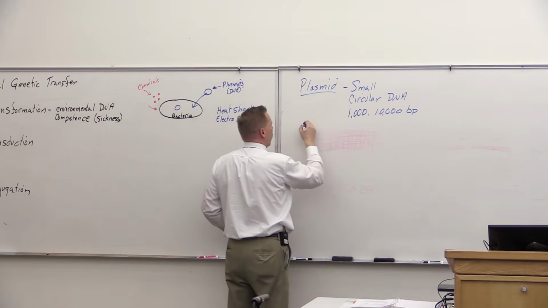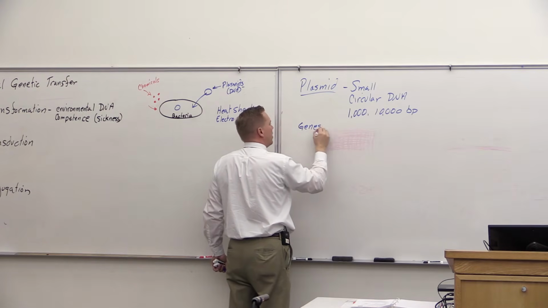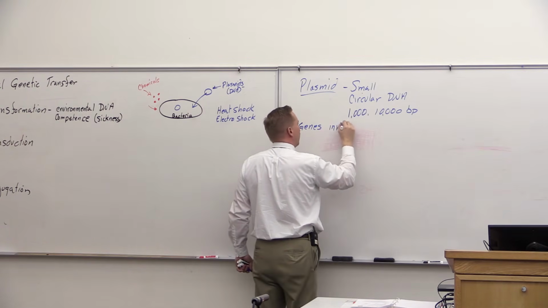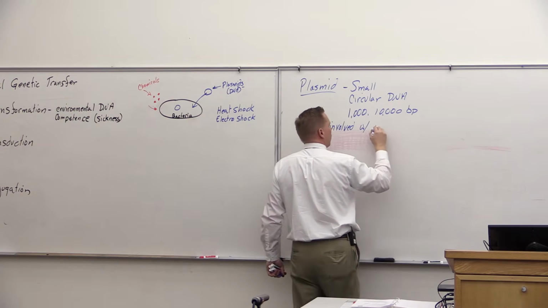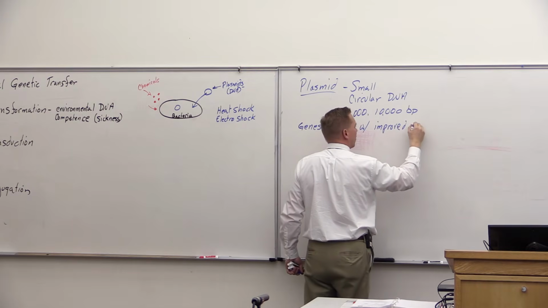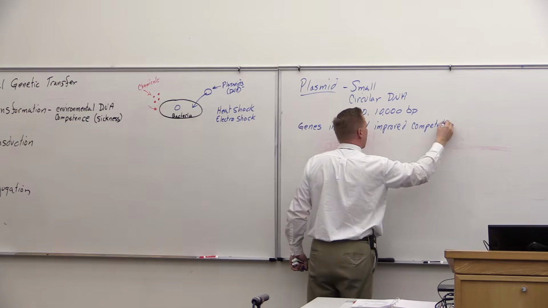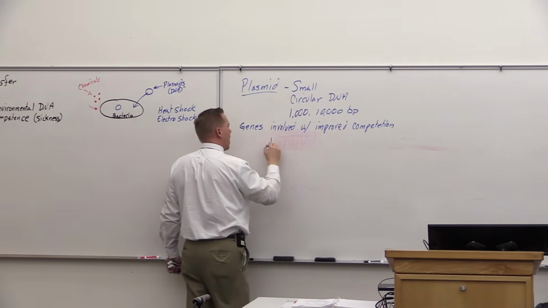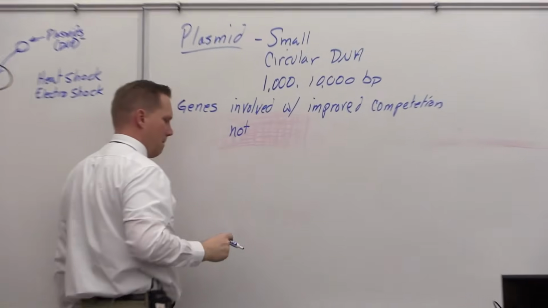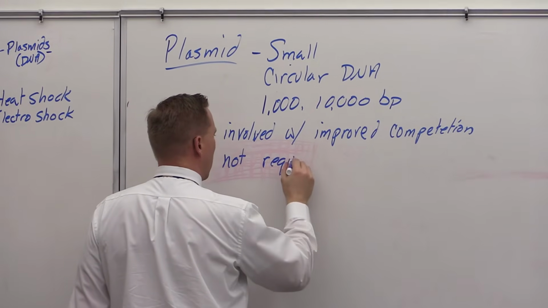And so plasmids are usually involved, so they carry genes. And those genes are usually involved with improved competition. But they're not required. They're non-essential.